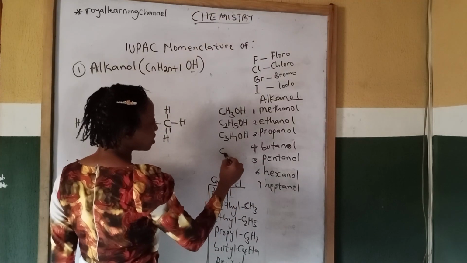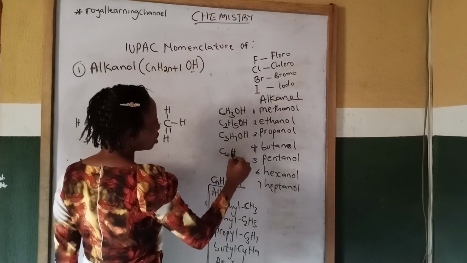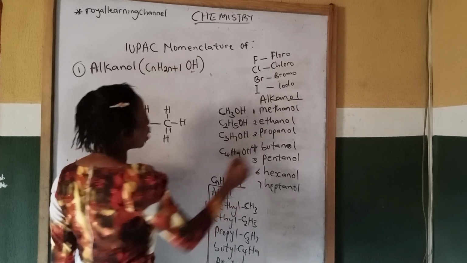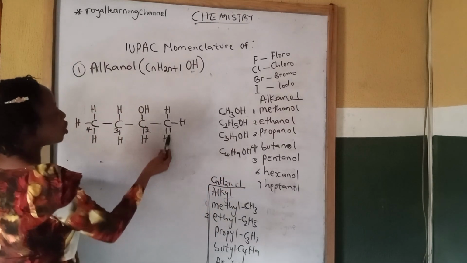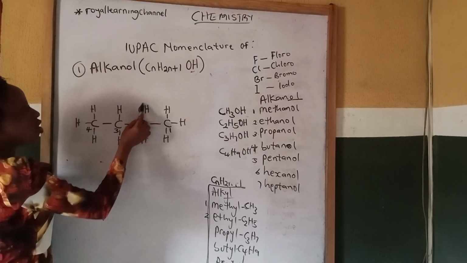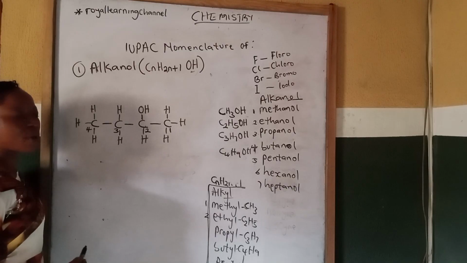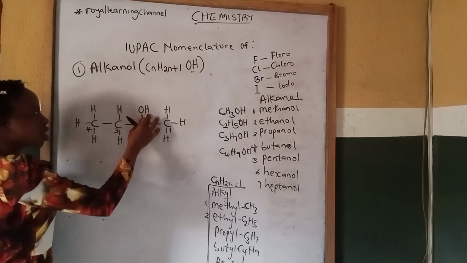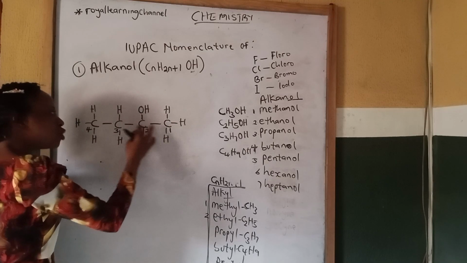An alkanol, that's C4H9OH. So an alkanol with 4 carbon atoms is what? Is butanol. Since there is no substituent, OH is not a substituent this time around. OH is the functional group of this hydrocarbon.